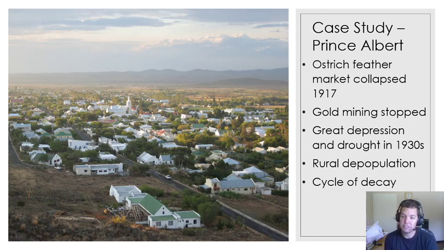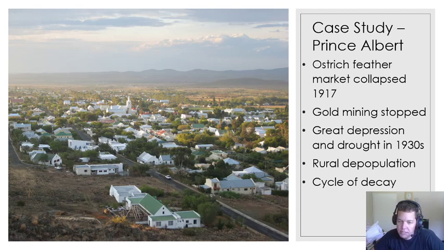Then there was the Great Depression, the worldwide depression in the 1930s, which meant that people didn't have money to invest in the town. The gold mines dried up. Now the main drivers of this town kind of turned off. What that meant was that people left. They moved out of the rural area, out of the farmlands of the Karoo, and they went to the bigger cities for the pull factors like jobs and better prospects.